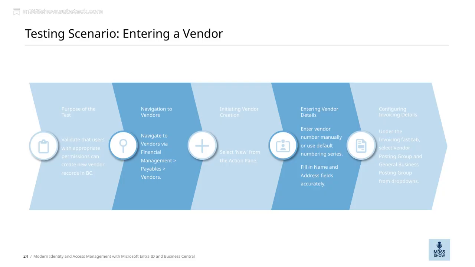Finally, it's important to validate that users with the appropriate permissions can create new vendor records in Business Central. This step confirms that your access controls are functioning correctly and that authorized personnel can perform necessary tasks without issues. This testing process helps ensure that your vendor onboarding is smooth, accurate, and secure, aligning with our overall goal of modern identity and access management using Microsoft Entra ID and Business Central.